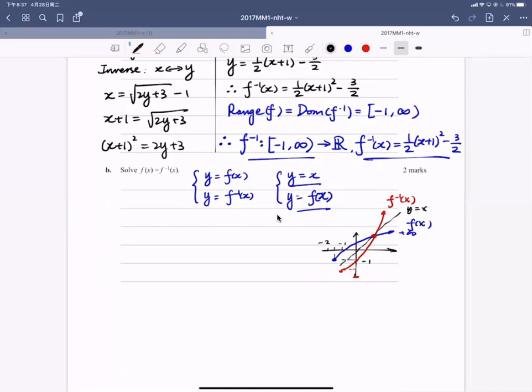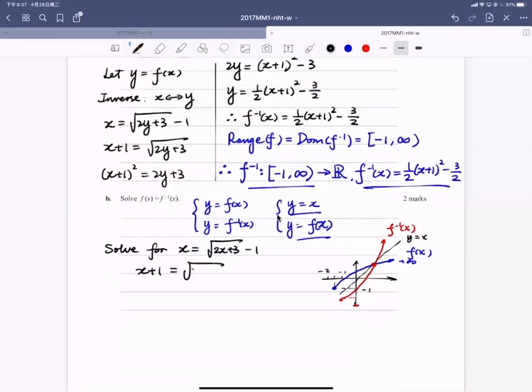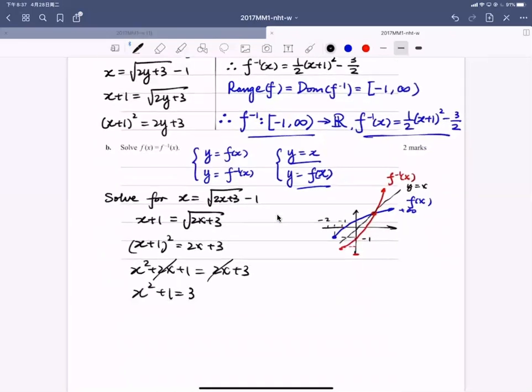And this is y equals x. So we solve for x equals root 2x plus 3 minus 1. So x plus 1 equals root 2x plus 3. And x plus 1 squared equals 2x plus 3. And x squared plus 2x plus 1 equals 2x plus 3. These two will get rid of each other, and x squared plus 1 equals 3. Now, x squared equals 2. X will be plus or minus root 2.